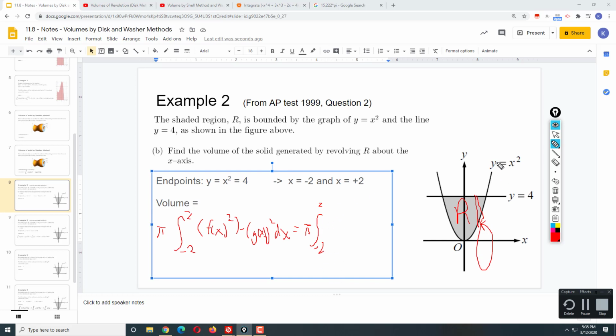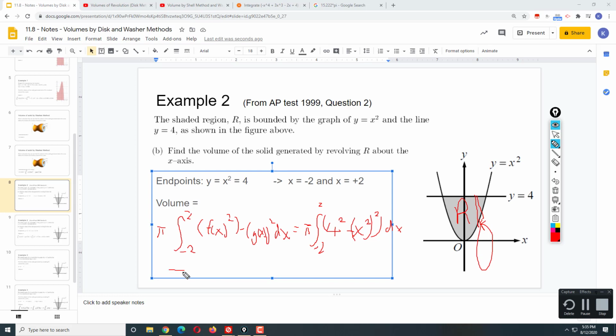f of x is the top one. It's just y equals 4, so it's just 4 squared, minus g of x, which is x squared, squared, dx. Okay. We can just evaluate the integral right away.